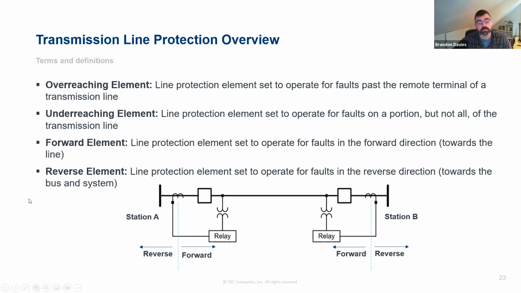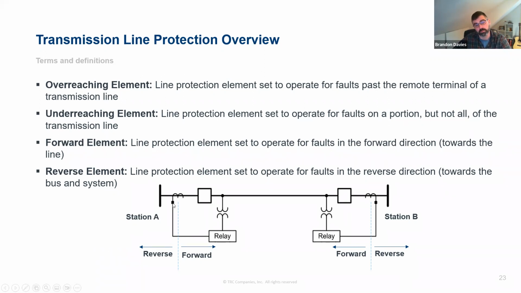In the transmission system, we've got sources on both sides. If you remember the system equivalent, we've got a Thevenin equivalent impedance at station A, and we've got one at station B. So we're going to see fault current in both directions, depending on where the fault is. Usually we'll talk about forward or reverse protection elements, and it's defined by the CT location.